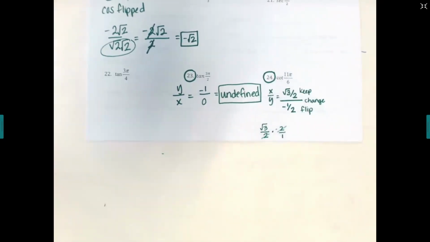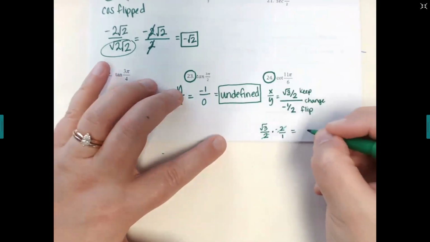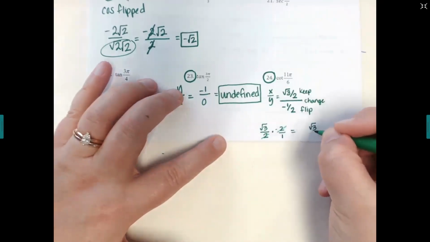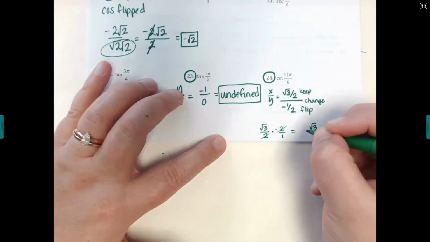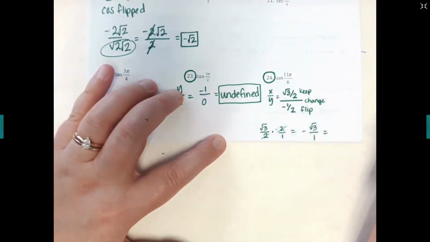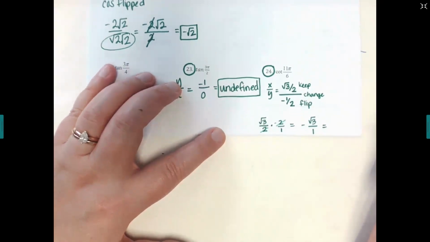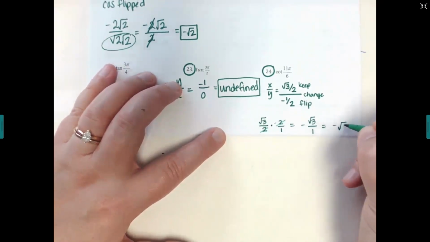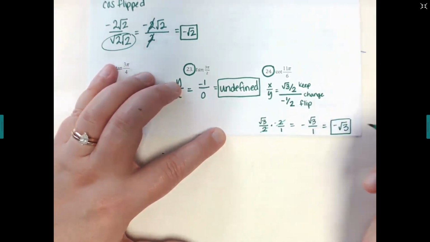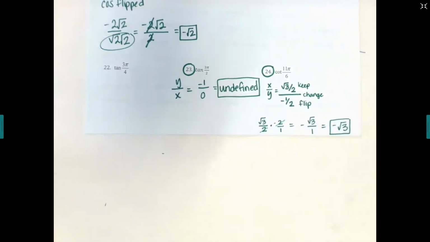What remains from my multiplication? What do I still have on top? Root 3. What do I have on bottom? 1. What do I have in front? Negative. And then is the divide by 1 necessary in the final answer? So it's really just negative root 3. Can we do that? Good.